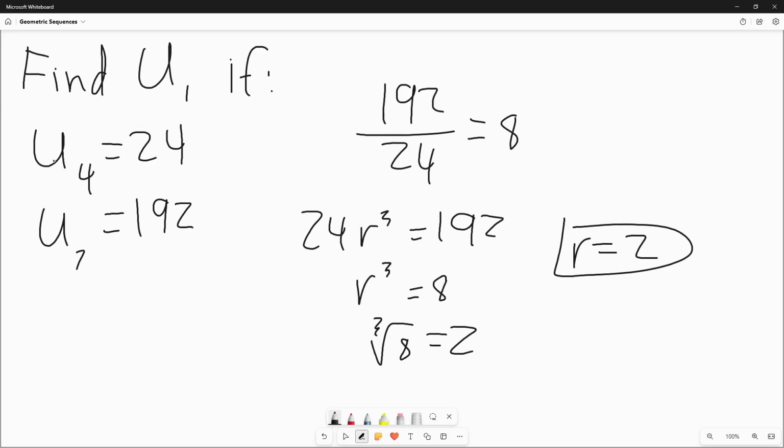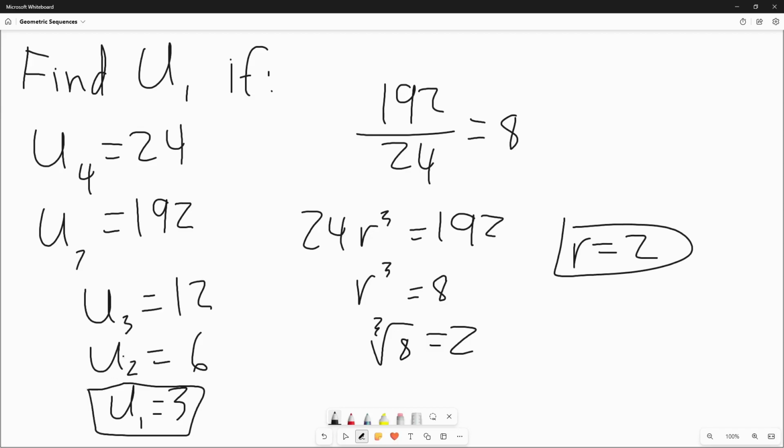Now let's just count backwards from the fourth term. If the fourth term is 24, then we can find the third term by dividing 24 by 2. So u3 is equal to 24 divided by 2, which is 12. u2 is 12 divided by 2, which is 6, which means u1 is 6 divided by 2, which is 3.